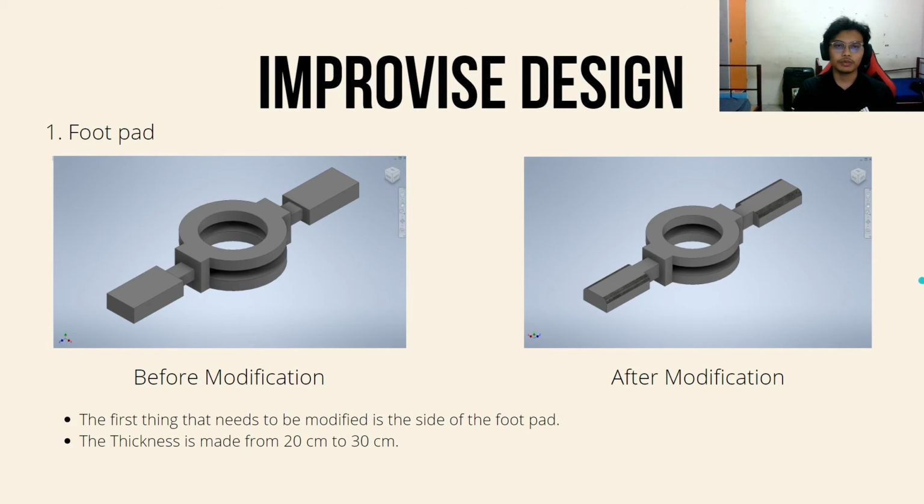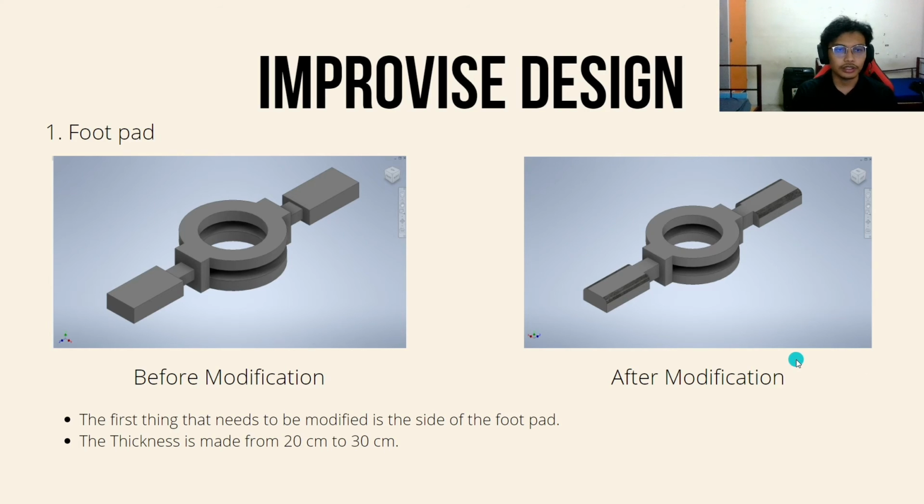Lastly, which is improvised design of pogo stick. So the first thing that needs to be modified is the side of the footpad. This is because nearby areas are likely to experience the most deformation when a force is applied when stepped on by a person. So the thickness on the side of the footpad is important in accommodating the weight of the person when riding the pogo stick. The thickness is made from 20 cm to 30 cm, so a deviation of 10 cm will have a big impact on the pogo stick.